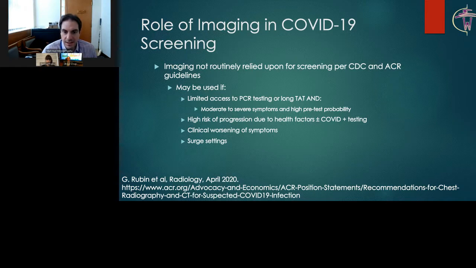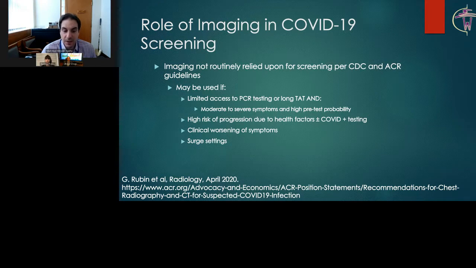And per the CDC and ACR guidelines, imaging is not routinely relied upon for screening in COVID-19. Per the Fleischner Society guidelines, CT can be used in the setting of limited access to PCR testing or in patients with moderate to severe symptoms. And these moderate to severe symptoms refer to patients with severe, significant pulmonary dysfunction or evidence of pulmonary damage, including hypoxia or moderate to severe dyspnea. And in those patients with high pretest probability of disease. Also, patients who are at high risk of progression of disease due to health factors, which includes age greater than 65, history of diabetes, history of cardiovascular disease, hypertension, immunocompromise, or chronic respiratory disease.